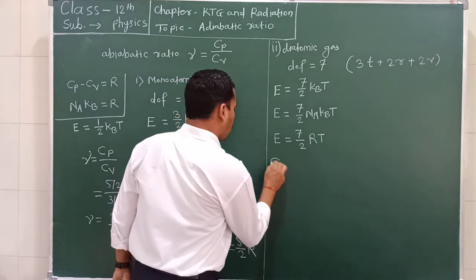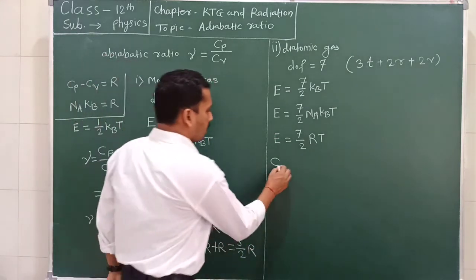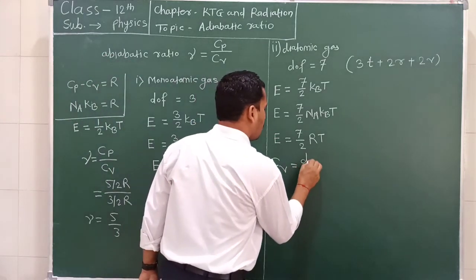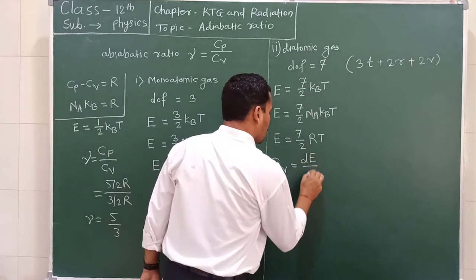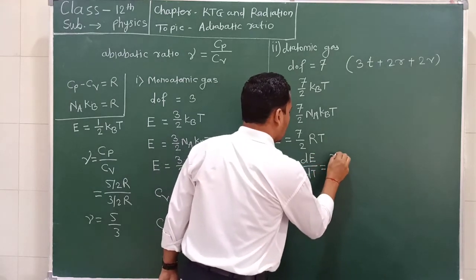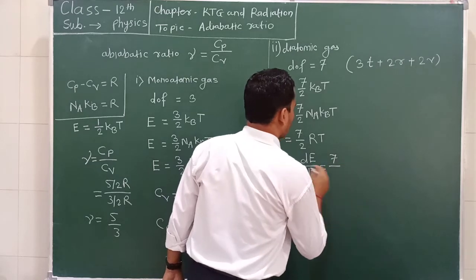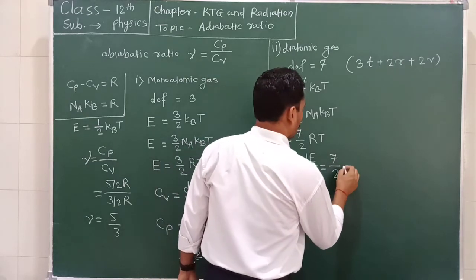Now in this case we calculate Cv. Here Cv is equal to dE by dT. Notice dE by dT is equal to 7 by 2 multiplied by R.